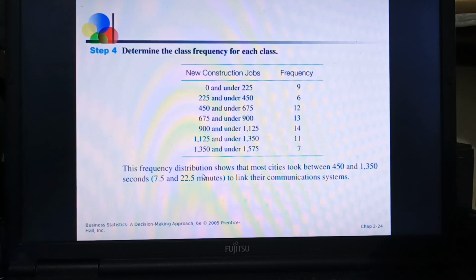This frequency distribution shows that most cities took between 450 and 1,350 seconds, or in minutes, 7.5 and 22.5 minutes to link their communications systems during a disaster, which I think this long would also be a disaster, because if it is fire, then fire would have consumed so much, would have inflicted so much damage already after 20 minutes of fire.